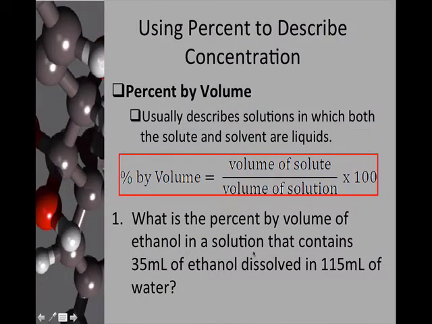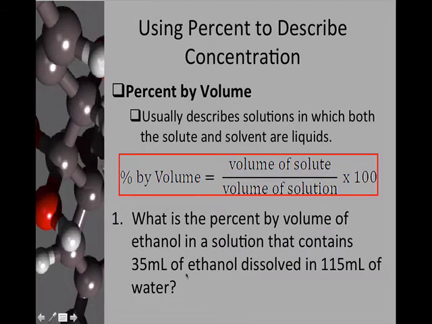The other type of percent calculation, I guess, is percent by volume. And percent by volume deals with the solute and the solvent both being liquids. And so we take the volume of the solute. You'll notice that the solute is always on top, divided by the volume of the solution. And the solution is the entire solution, so solute plus solvent. Then we multiply by 100 to make it a percentage.